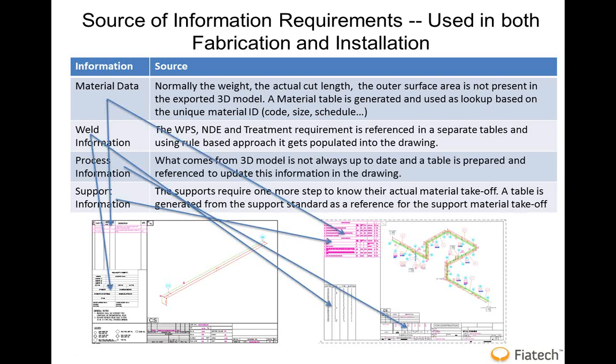Okay. Now, the source of information. This is important to know from where all of this information comes from. For example, the material data. If we look at the place or the boxes where the material data is, normally the weight, the actual cut lengths, and the outer surface is not present in the exported 3D model. In other words, we rarely find that whenever you receive the electronic data from the designer, he puts for you the weight or the actual cut lengths.